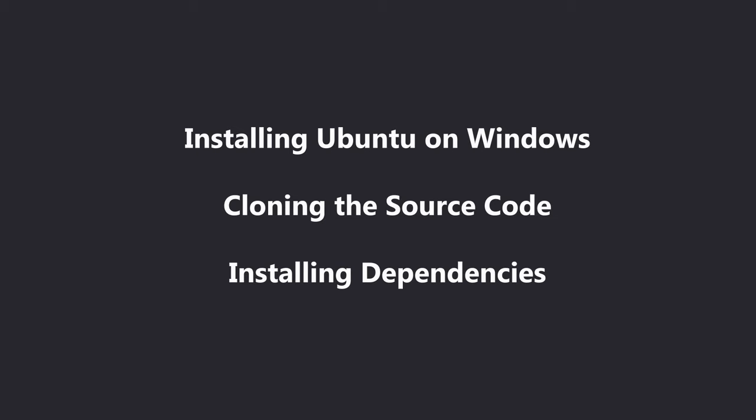In this part of the video, I will be showing you how to install Ubuntu on your Windows machine. This is essential for cross-compiling our Windows Qt. We will then be cloning our source code from GitHub and installing dependencies. Let's begin.